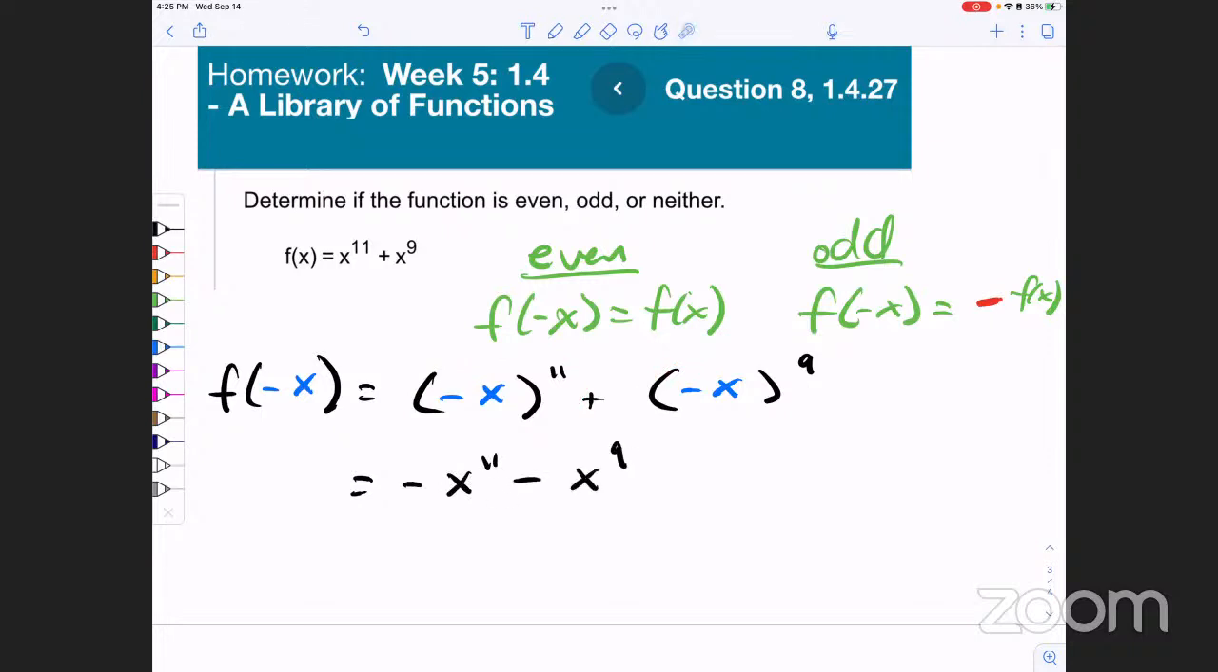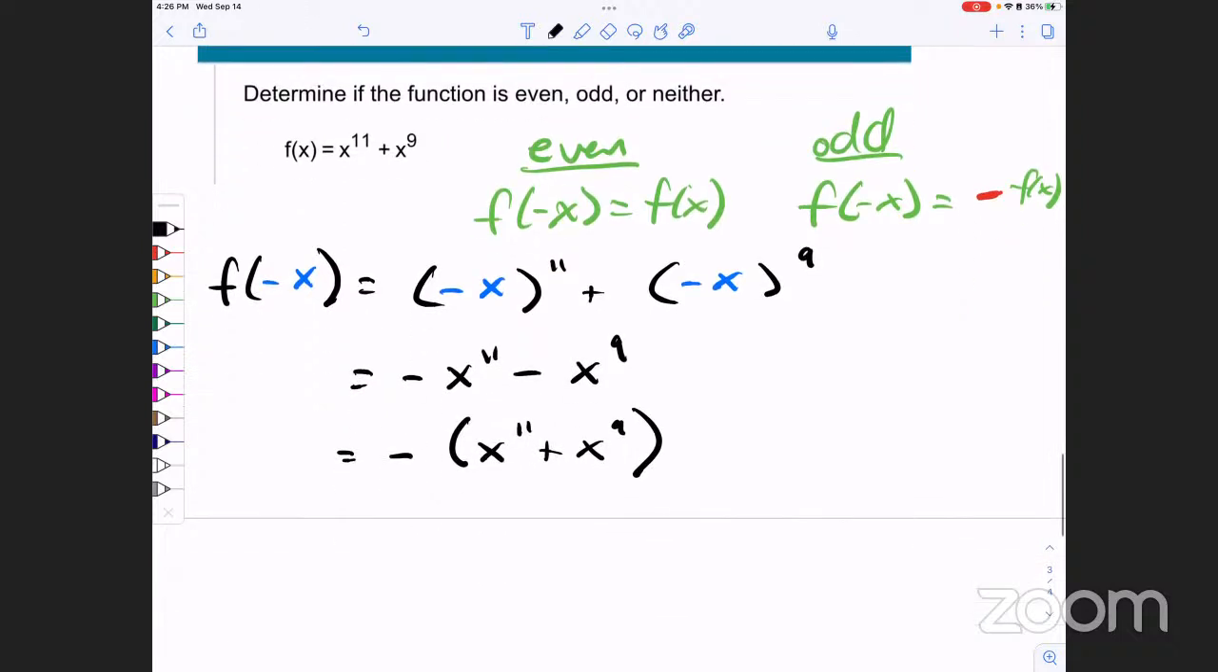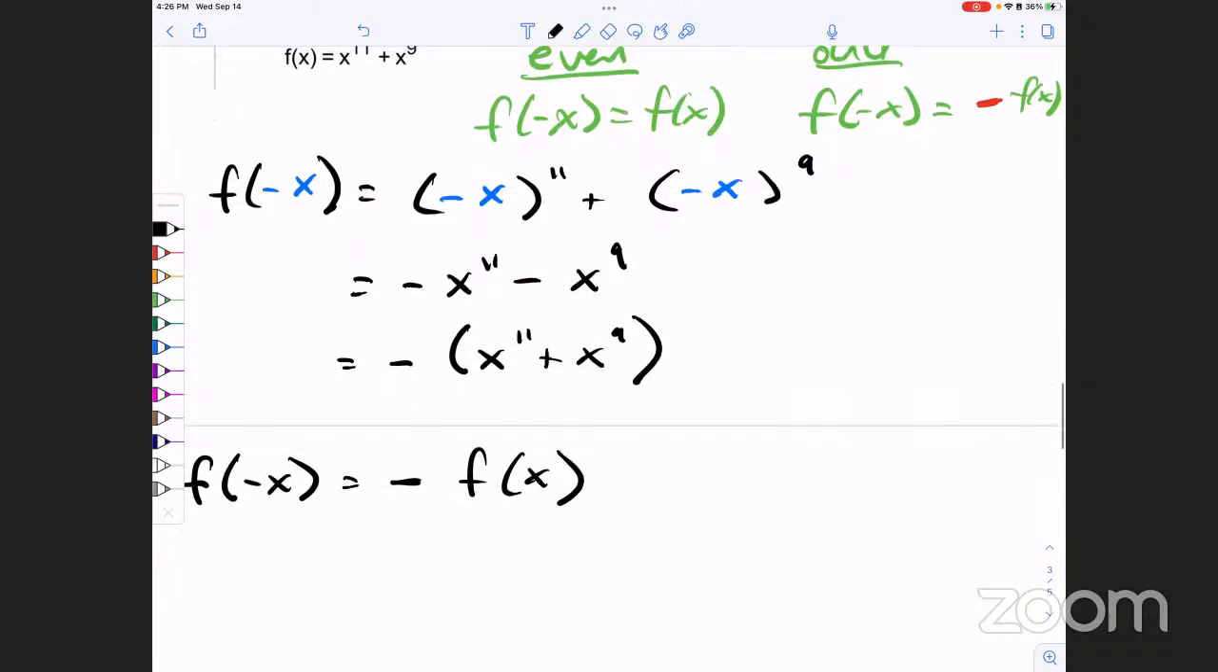Then we ask ourselves, is this the original? No. But if we factor out a negative, we should be able to get negative times the original. Notice this is indeed. So now we've shown that f of negative x equals a negative times f of x. So that's the definition of a function being odd.